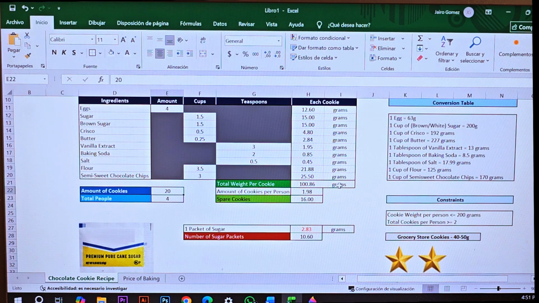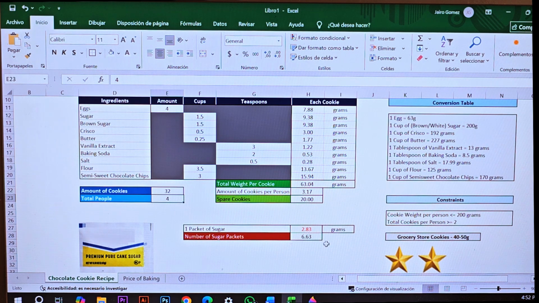And here's where we break even. Because if we make more than 20, we already meet that second constraint. So it has to be more than 2 cookies per person. It's a sizable cookie, and it comes packed with sugar. So if we keep making more, let's say the original 32, each person will have those 200 grams of cookie, and they'll also have more than 2 cookies, so we do meet both constraints.